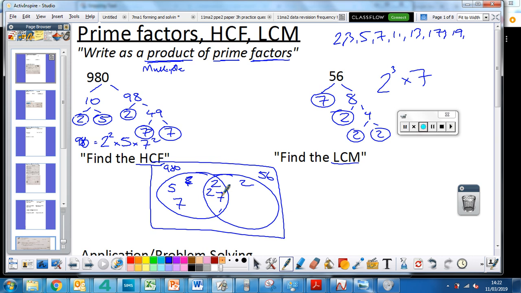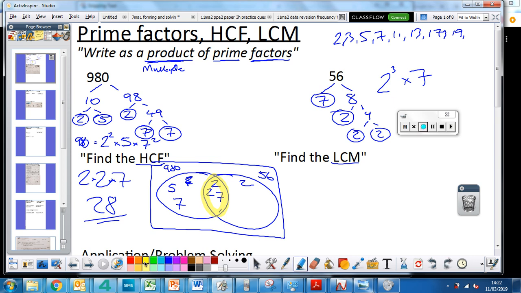The key thing to remember here is that the highest common factor is this overlap in the middle. That is the highest common factor. It's what appears in both of those lists. So for the highest common factor, we simply multiply together 2, 2 and 7. So it's 2 times 2 times 7. Okay, 2 sevens are 14, 2 lots of 14, 28. Done. To find the lowest common multiple, again you can use the Venn diagram.